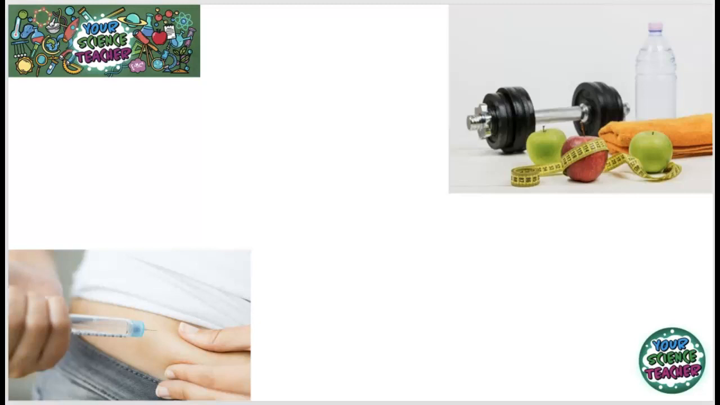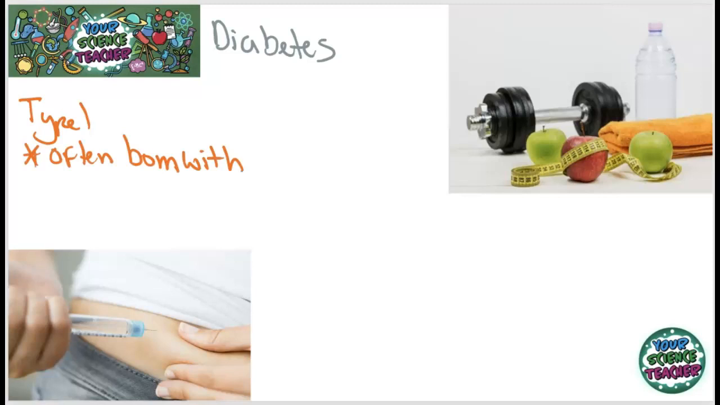Now, we're going to look at a condition that occurs when we struggle controlling our blood glucose level, and that condition is known as diabetes. Now, there are two types of diabetes. The first one is called type 1 diabetes because we are inventive as scientists. And type 1 diabetes is a condition that we are often born with. And basically, it results because our pancreas doesn't produce enough insulin.